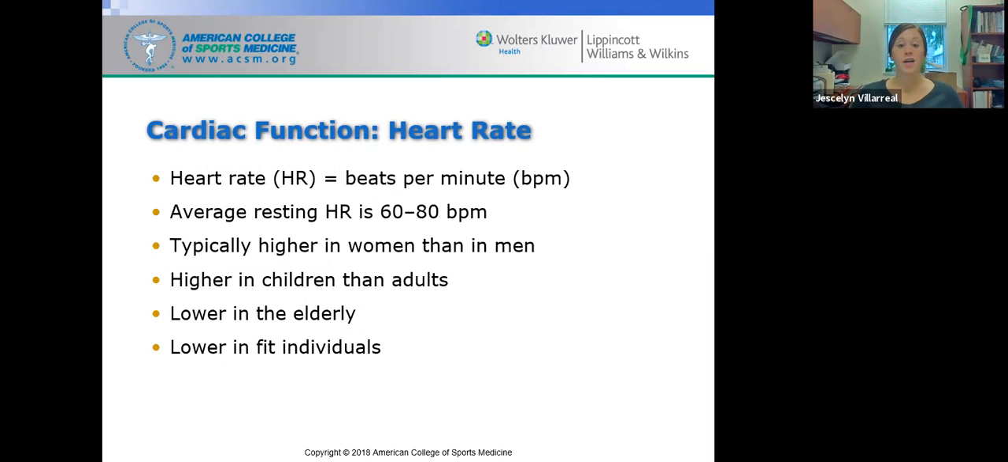To define different ways of cardiac function, we look at heart rate. Heart rate is how many beats per minute the heart is pumping. Average at rest is 60 to 80 beats per minute. Typically higher in women than men, higher in children than adults, lower in the elderly and fit individuals.